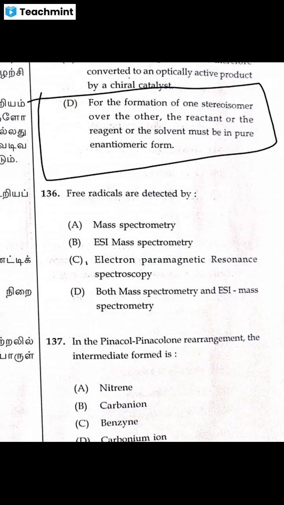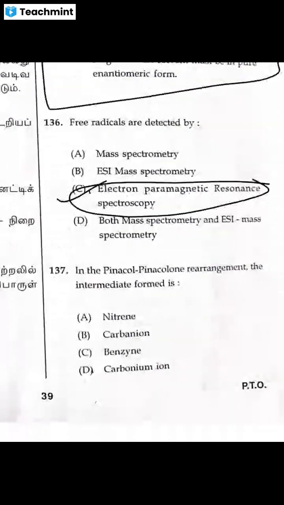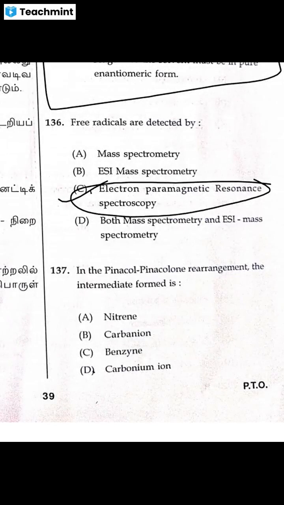Free radical is detected by electron paramagnetic resonance spectroscopy. Option C. Pinacol, this is also a direct question. Okay, pinacol rearrangement is through the formation of a carbonium ion intermediate. Option D.